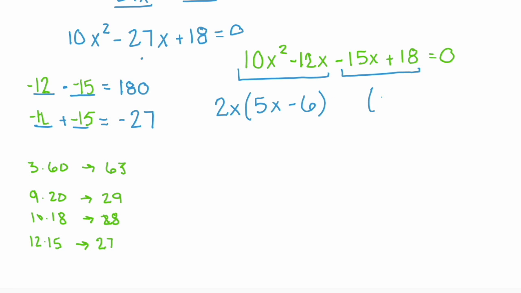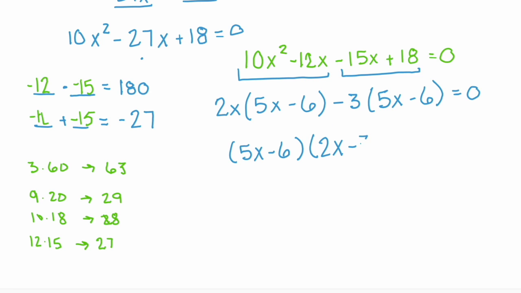And notice we can factor out 5x minus 6 from the second grouping. And to do that, we have to factor out a negative 3. Now we're down to 2 terms. Those have 5x minus 6 in common. And the remaining binomial is 2x minus 3.